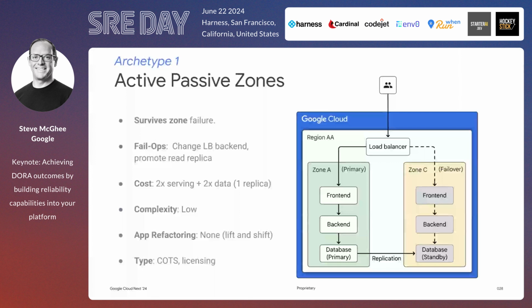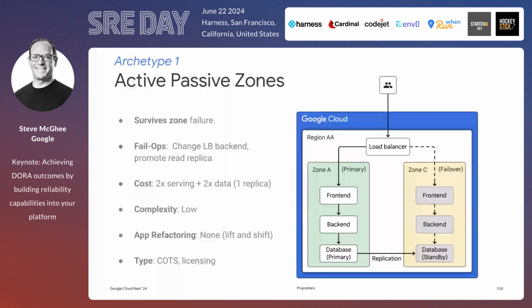Here's one of them. This is our old friend hot cold, right? Active passive zones. That's all this is. So there's a bunch of describers here. The cost is double because you have to run two of the things. It can only survive a zone failure, not a regional failure, right? The complexity is really low. This is really easy. This is actually very good for software that you don't have the source code to, right? If it's just software you want to deploy twice, maybe you have to pay per license or something like that. This is a very effective way to make something just a little bit more reliable.